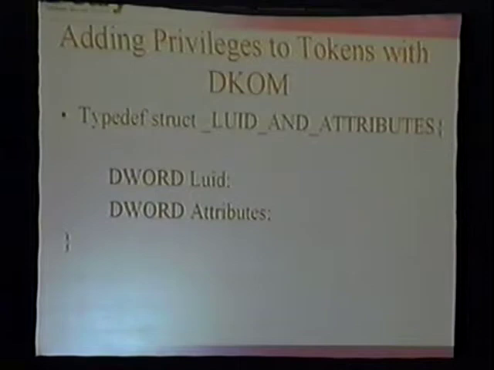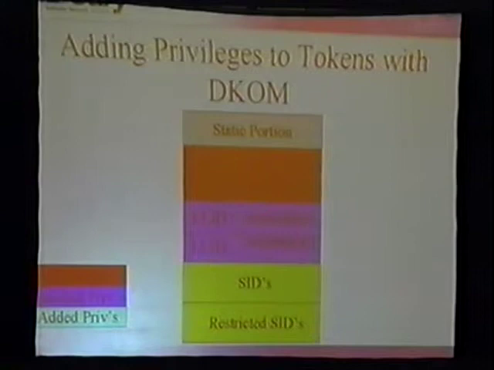So here's a graphical representation of a token. There's the static portion in gray. The red privileges are disabled and the blue ones are enabled. They're not ordered like that, but just for the purposes of this graphic, they're ordered by disabled and enabled. So if we want to add some new privileges, we have to first get rid of the disabled ones.